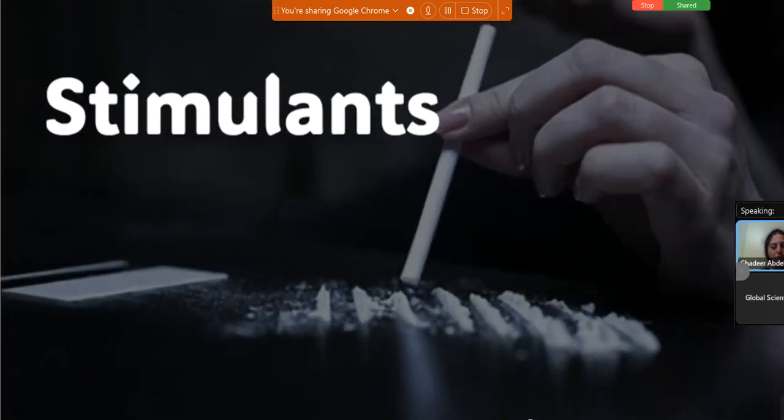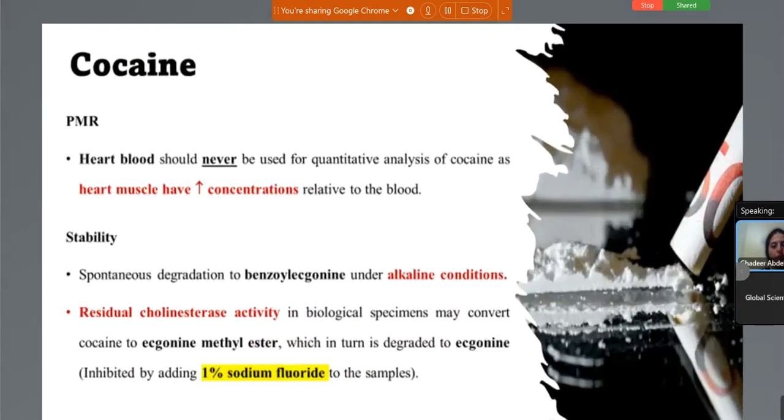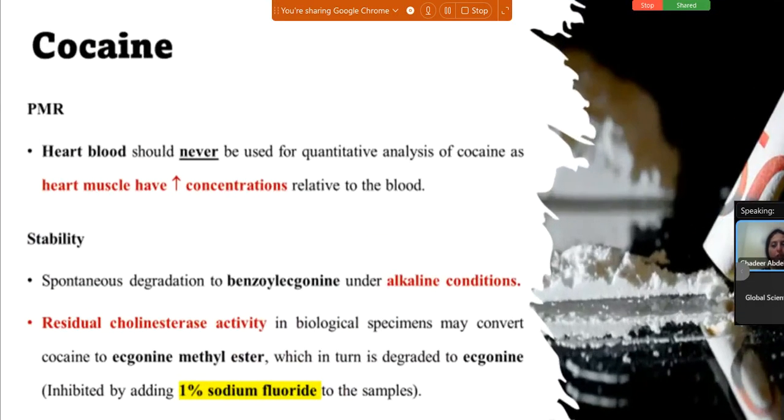Let's move to the stimulants and begin with cocaine. Heart blood should never be used for quantitative analysis of cocaine, as cardiac muscle has high concentrations relative to blood, and this high concentration gradient may make cocaine diffuse into the cardiac blood.